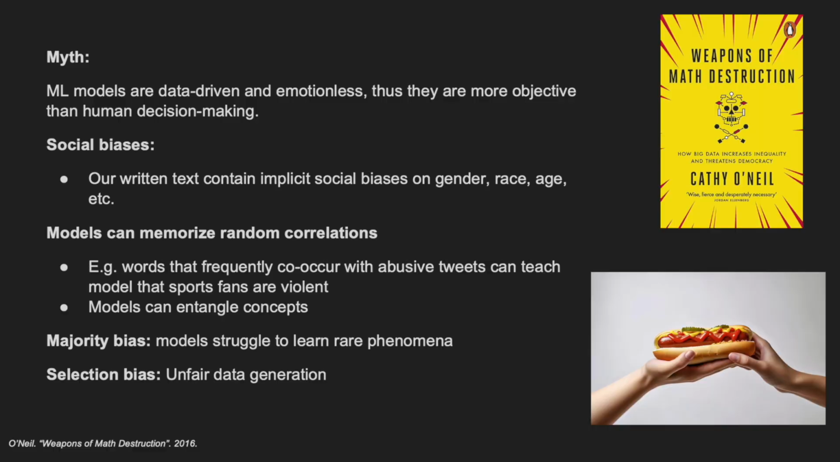Another example of this is people that have tried to classify abusive tweets on social media. It'll end up sometimes learning that words like umpire are abusive terms just because they co-occur a lot with other abusive terms. So things like that. So you have to be very careful about these sorts of ingrained biases.